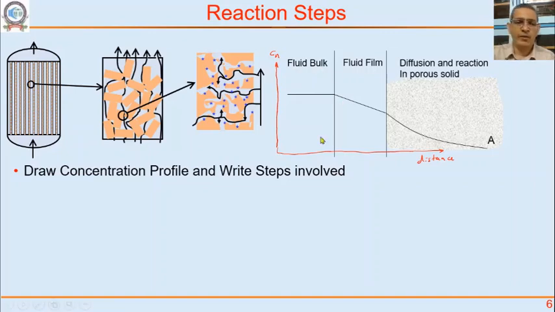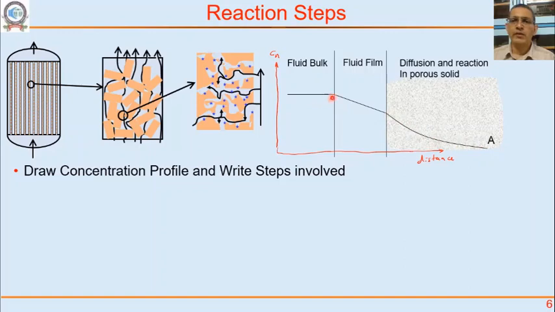In the fluid film there is a mass transfer resistance, so concentration drops. Now once this reactant reaches the catalyst surface, then it diffuses inside and it also reacts. Say for example ethylene and oxygen, they are diffusing inside, but they are also reacting. Wherever there is an active site, they will react. So diffusion and reaction happen simultaneously. As it is diffusing, it is reacting, therefore concentration will drop with respect to distance.